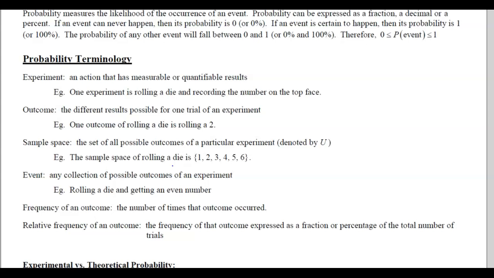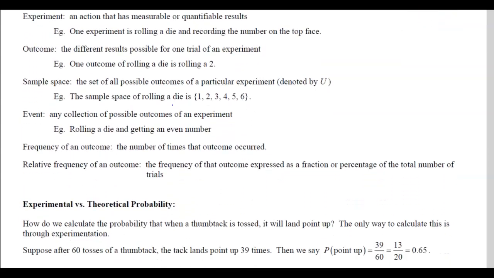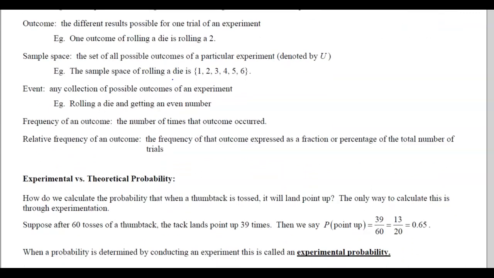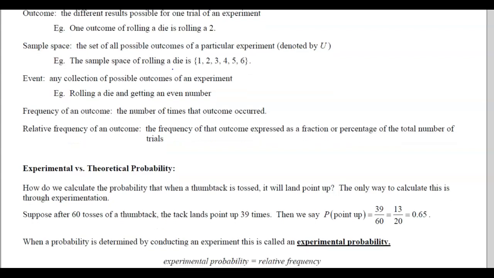Frequency of an outcome, the number of times that it occurs. And the relative frequency is the frequency of that outcome expressed as a fraction or percentage of the total number of trials. So really, it's like a probability, although it's representing an experiment, so it's not the theoretical probability, which we'll talk about here.